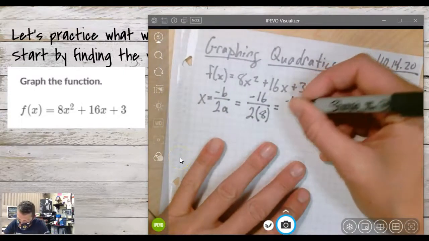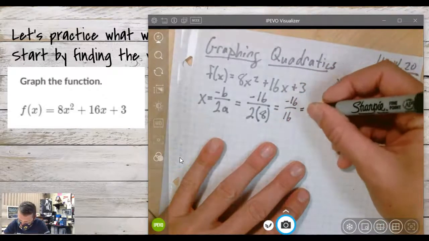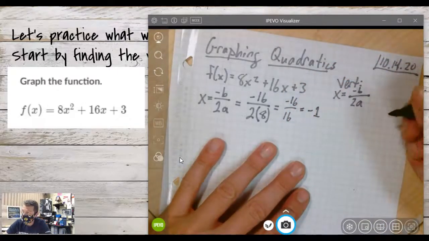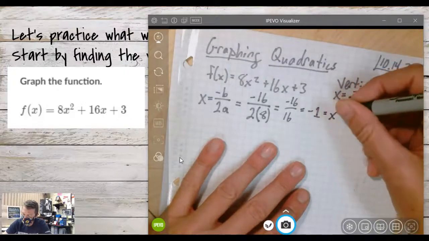So negative 16 over 16, negative 1. What do we do now that we have our x?